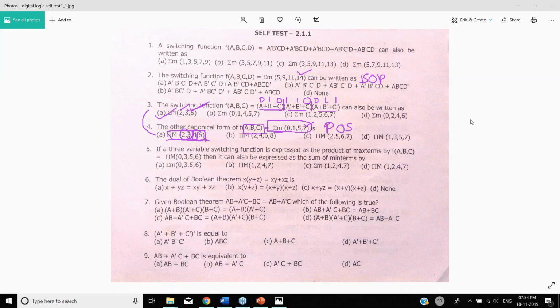So simply, the min term union max term is equal to the whole set or universal set of this function. So f of a b c can range from 0 to 7. So 0, 1, 5, 7 are min terms, and the left terms 2, 3, 4, 6 are max terms. The three variable switching function is expressed as product of max terms, f a b c equal to 0, 3, 5, 6. Then it can also be expressed as sum of min terms.